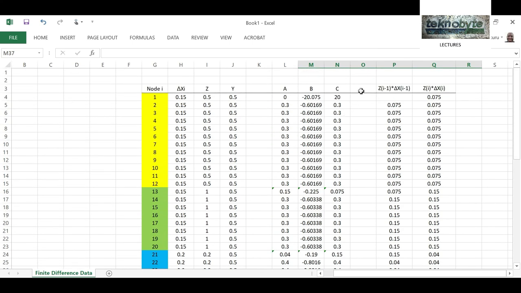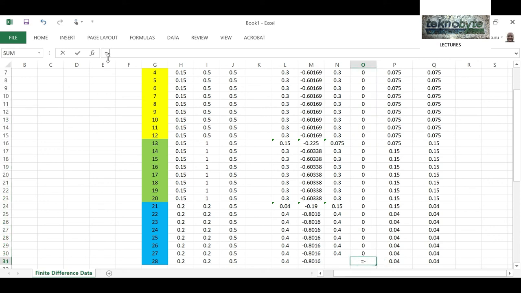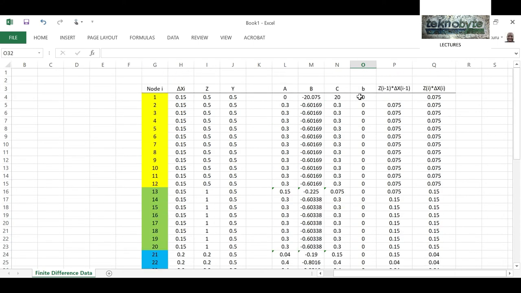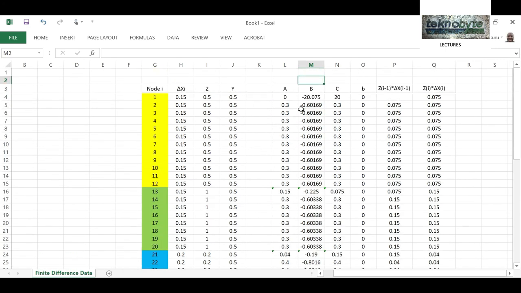And the next thing that we're going to do is to compose the vector B. Because if you recall, the matrix A times V is equal to B, and B is equal to 0 all the way up to node number 27. But at node number 28, we saw that B is equal to minus 0.4 times the source voltage, which was 100. This now becomes a column matrix B.